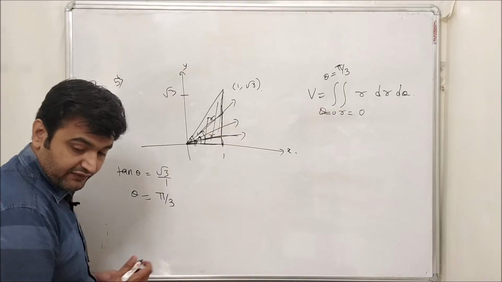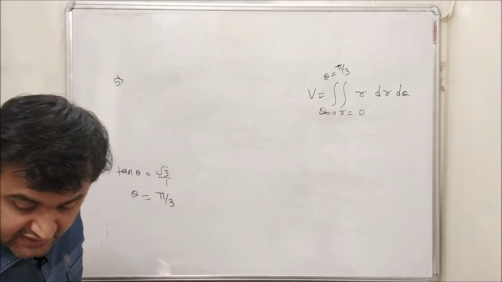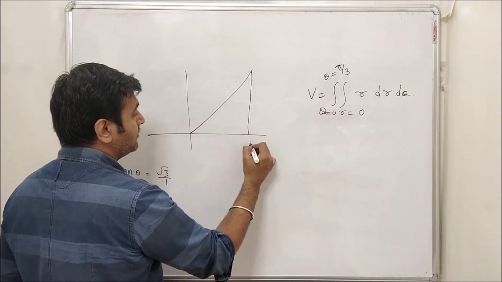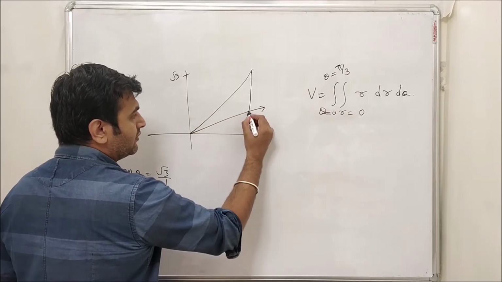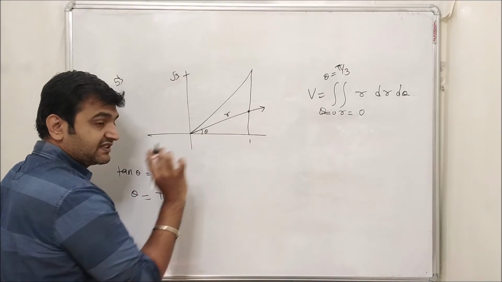So now suppose I take any arbitrary r, so let's take an arbitrary r, and let's try to find the expression for r in terms of theta. Okay, this is 1, √3. Let's take any arbitrary radial line. This is my r. Question is, I don't know what this theta is.